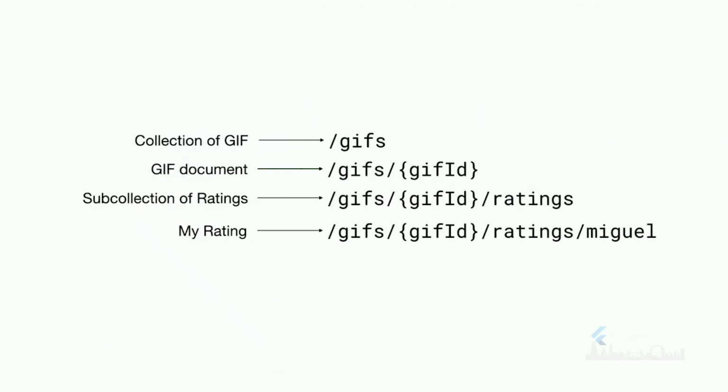This app uses Firestore, of course, and the database is structured in this way. GIFs are stored inside the GIFs path in the root of the database. To access a GIF, I go to the path GIFs/the GIF ID. Ratings are stored as a sub-collection of a GIF. So every GIF will have a sub-collection of ratings that I will access with GIFs, GIF ID, and then ratings. And then my rating is going to be identified by my user, so it will be under GIFs, GIF ID, ratings, Miguel.